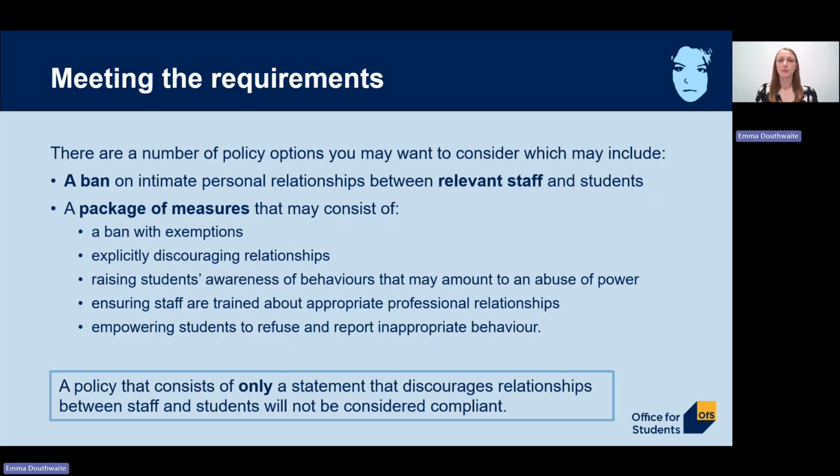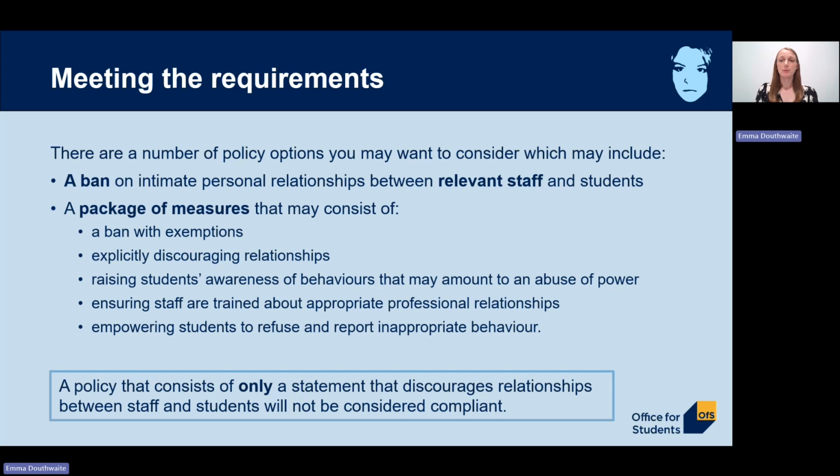In identifying the steps you want to take to comply with our requirements, universities and colleges should consider the different forms of abuse of power that can take place within intimate personal relationships between staff and students. You should consider how the steps you introduce will be effective in addressing these. In our guidance, we have included suggested policy options you may want to consider. A ban on intimate personal relationships, which prohibits relationships between relevant staff and students, is one way you can demonstrate compliance with our requirements, but it's not the only option.